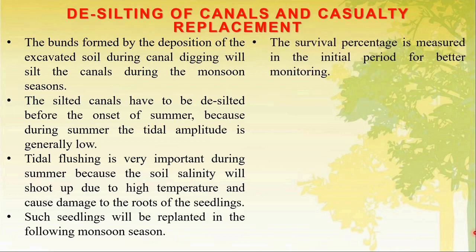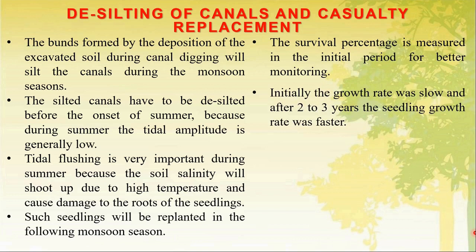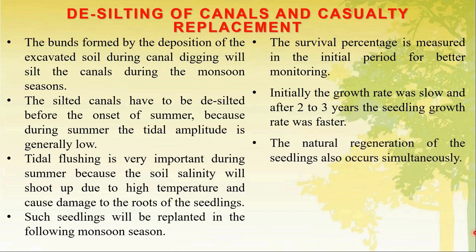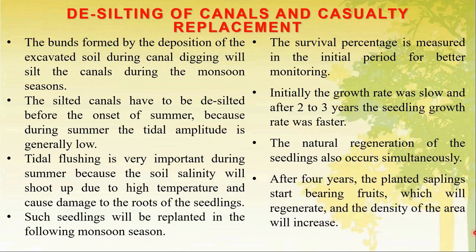So, the survival percentage is measured in the initial period for better monitoring. The first year the survival rate will be less. Initially the growth rate was low, and after 2 to 3 years the seedlings will grow at a faster rate. And the natural regeneration of the seedlings occurs simultaneously. After 4 years the planted saplings start bearing fruits, which will regenerate and the density of the area will increase.